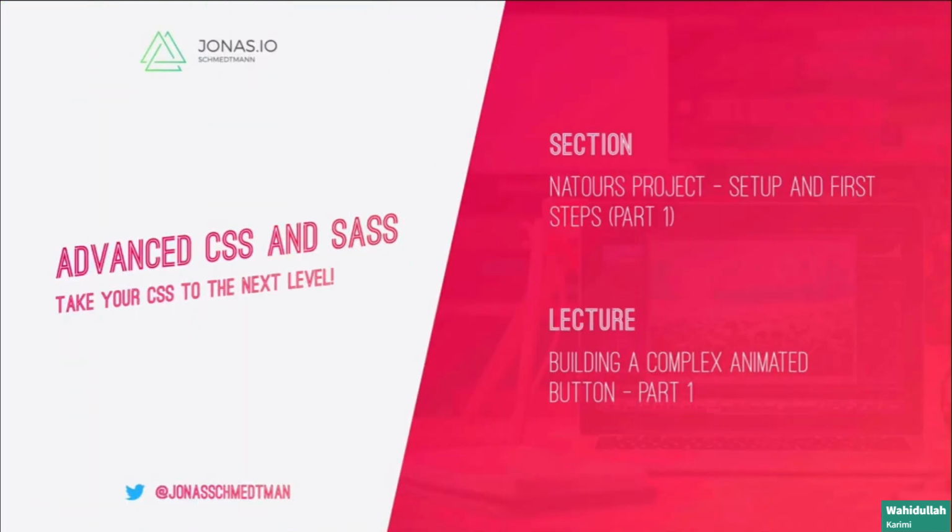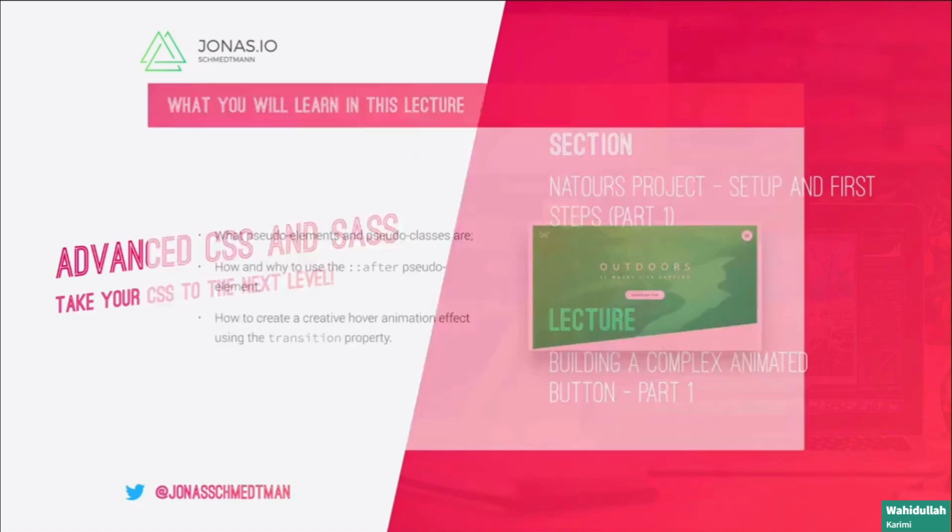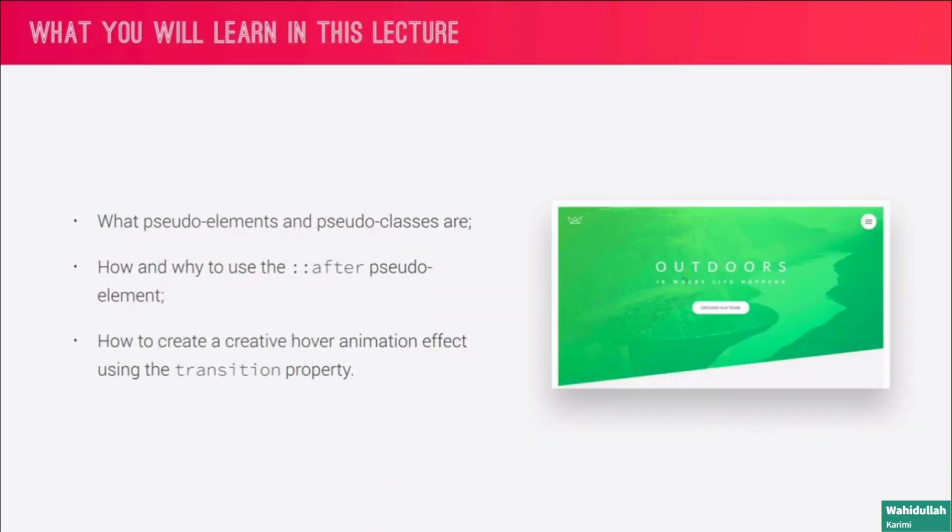See you there. We're almost done building the first section of our page. But what's missing is this cool animated button that I showed you right at the beginning. So let's go build that. And by coding up this button, you will learn techniques that are going to be useful in countless situations in the future. So you're going to learn what pseudo elements and pseudo classes are and why they are important, how and why to use the after pseudo element, and how to build a creative hover animation effect using the transition property. So this lecture is probably going to be rather long, but I promise you it's going to be totally worth it.